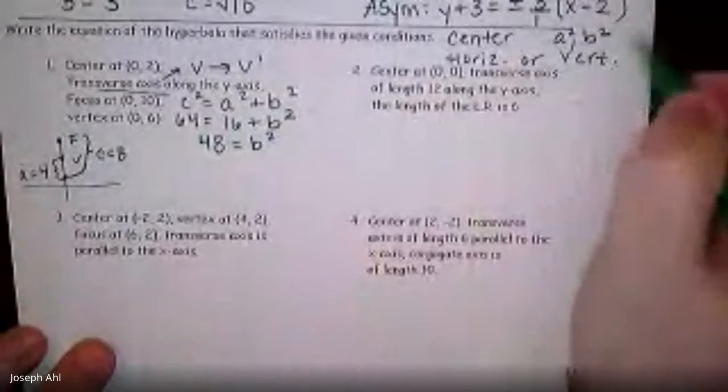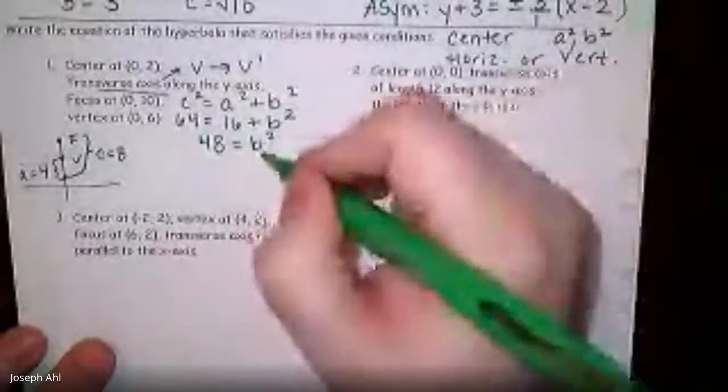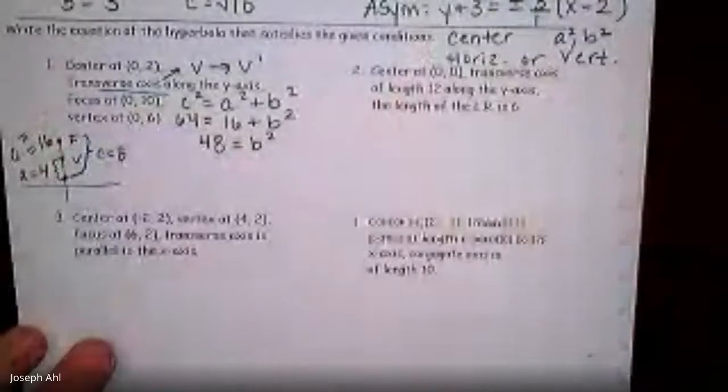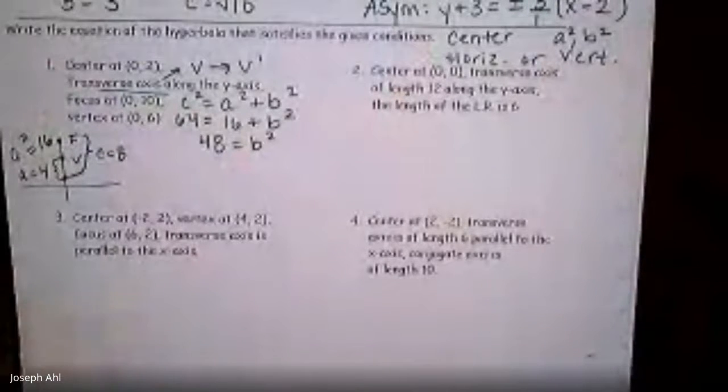So when I say that I need a and b up here, it's really that we need a squared and b squared, isn't it? Okay, so I know b squared is 48. I know that a squared is 16. And the last thing we really have to think about is which way does this open? We haven't talked about that, horizontal or vertical.